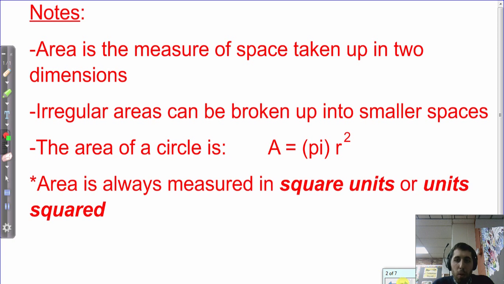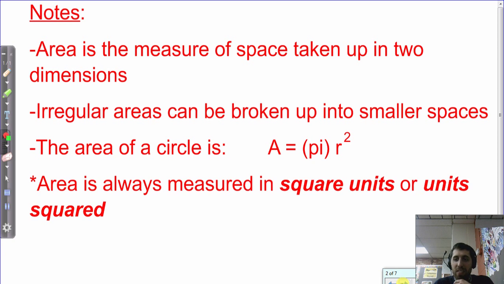Irregular areas can be broken up into smaller pieces, so that's really helpful if you're looking at a shape and you're like, I don't remember a formula for this weird wonky looking figure. I don't know how to calculate that area. Well, then we just break it up into little sections that we do know, typically rectangles. We'll break them up into different rectangles that we know.